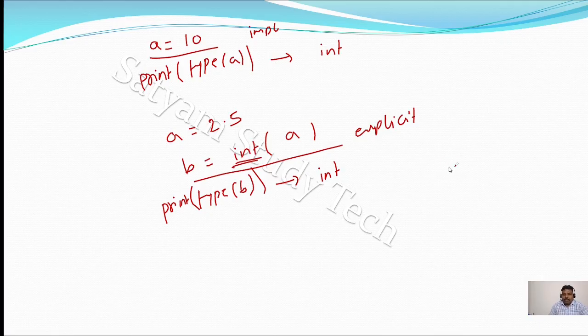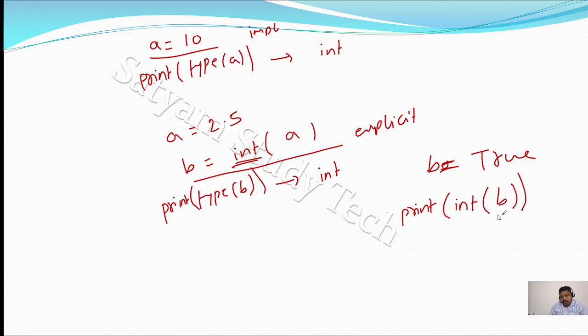Like here you can convert it, for example, b equal to true. Now this is converted into what type? Here you can print, you can convert, this is integer type. Here what is the b value? So now the b value is 1. The type of int of b returns integer type.